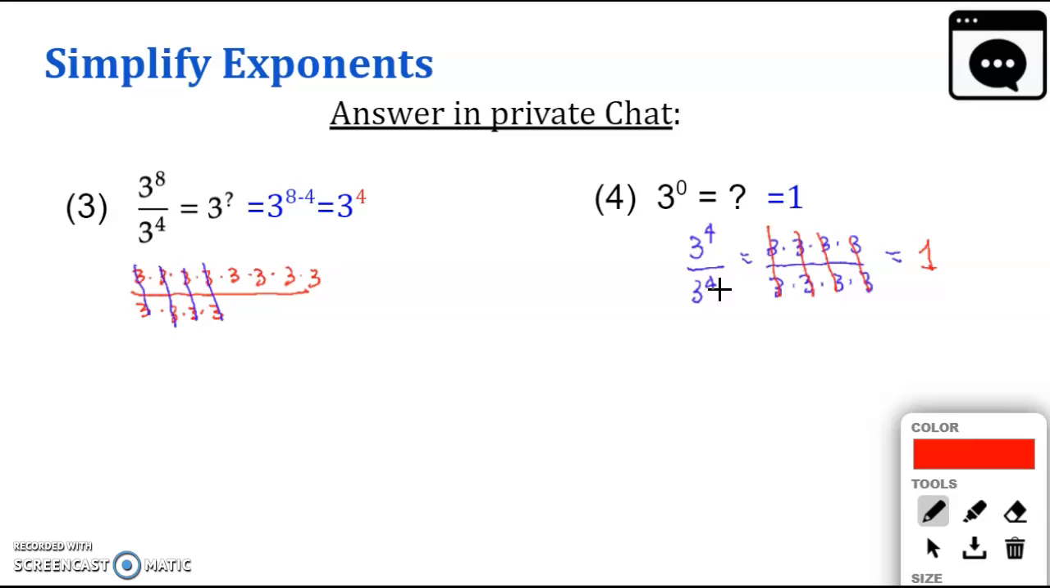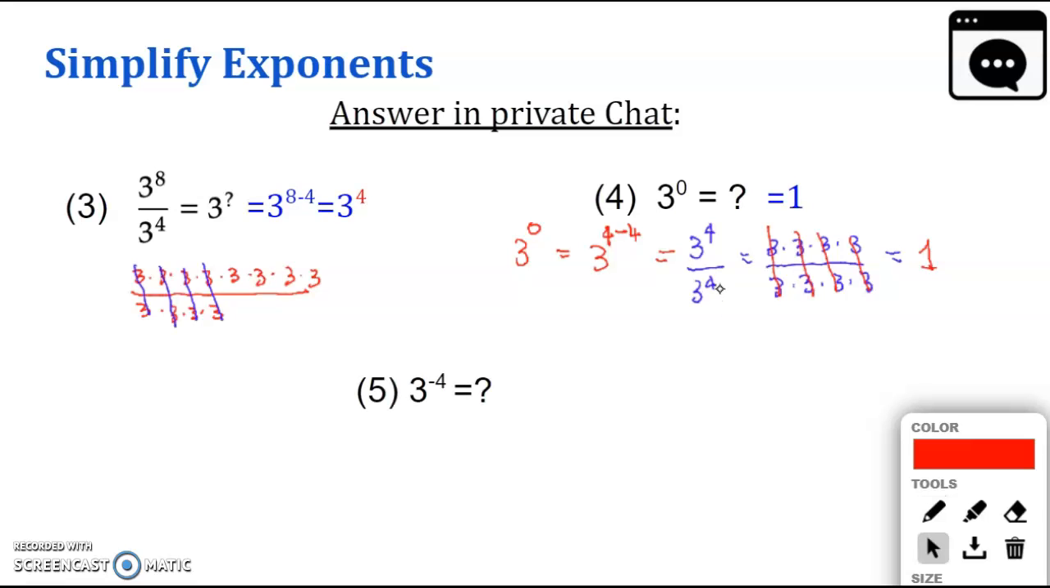However, using the quotient rule, remember when you're dividing with the same base, this is the same as 3 to the power of whatever the numerator exponent is, you subtract by the denominator exponent. That is the same as 3 to the power of 0. 4 minus 4 is 0. So we can conclude that 3 to the power of 0 is the same as 1, or anything raised to the power of 0 is the same as 1.